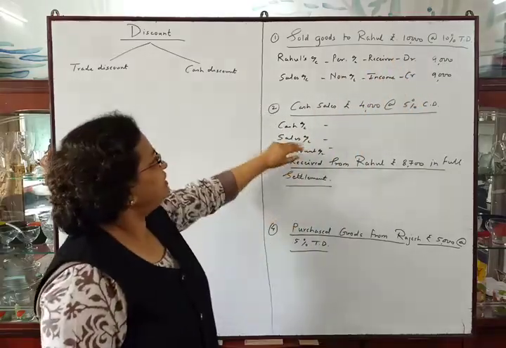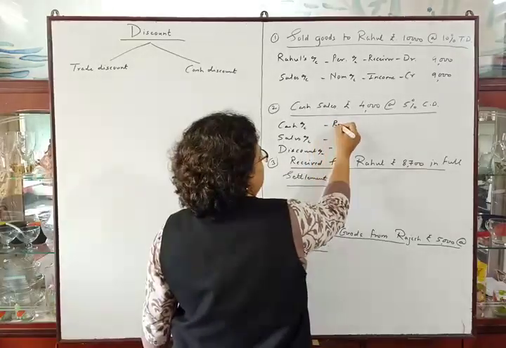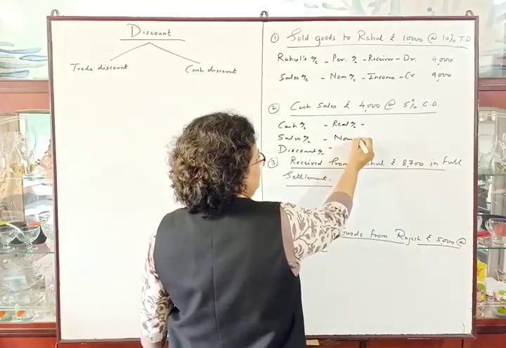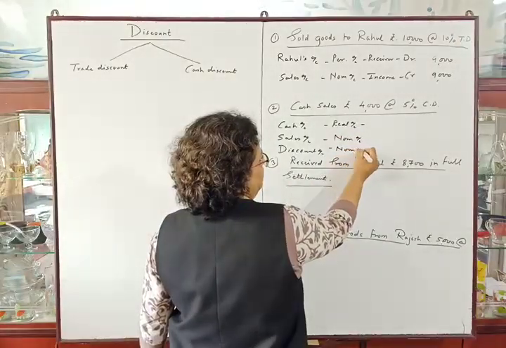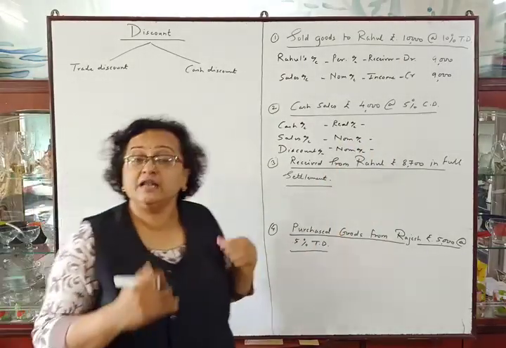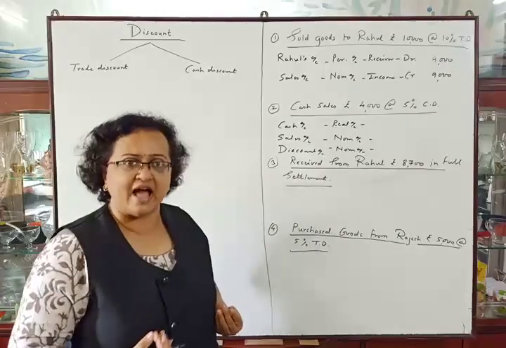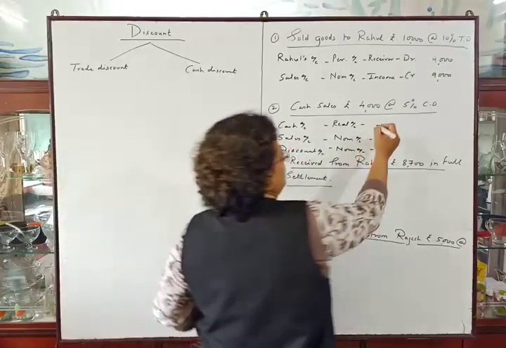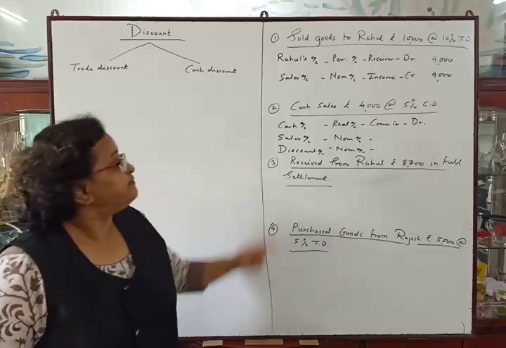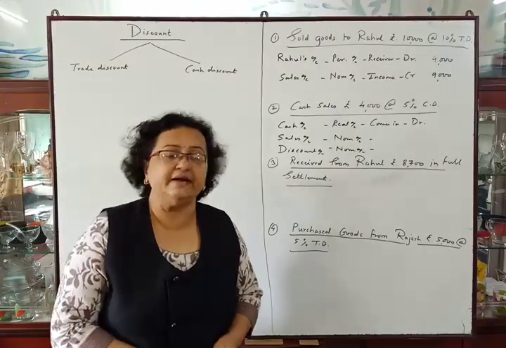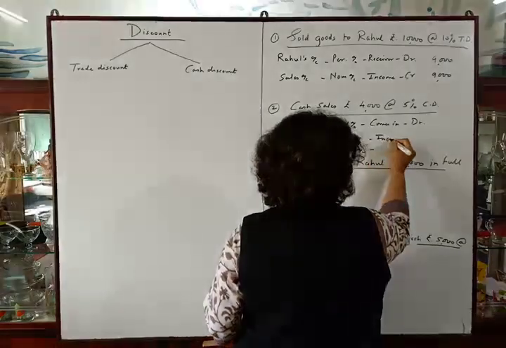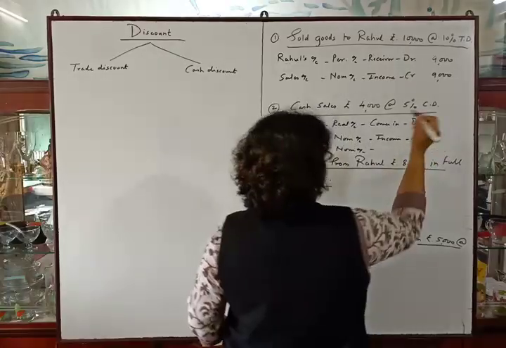Okay, here cash account is real account, it is our asset. Sales account is nominal account, and discount account is also nominal account. These three accounts are involved in this transaction. When we sell goods worth rupees 4,000, we receive cash. So here cash comes in, and rule says that debit what comes in. Sales account is nominal account, it is our income, and rule says that credit all incomes and gains. So sales account will be credited.